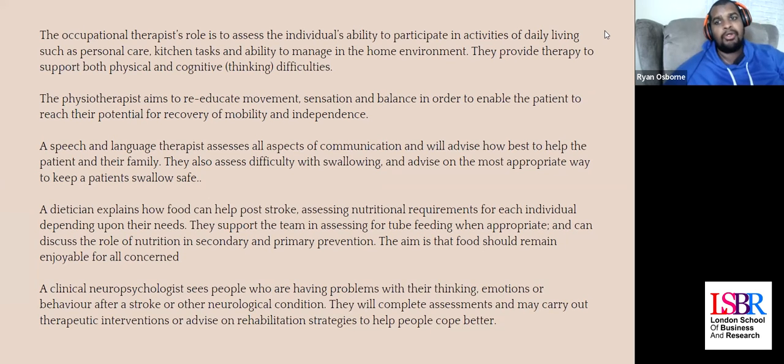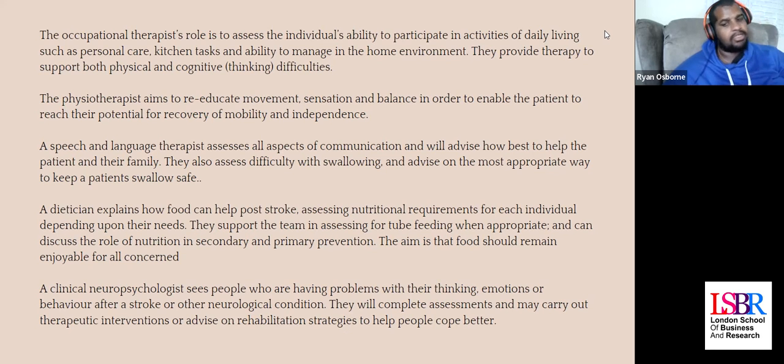So a clinical neuropsychologist will be seeing people who have problems with thinking, their emotions, or their behavior after a stroke or another neurological condition itself. Now, it might be the case that someone's had a stroke and their thinking is different after having a stroke, or their emotions, they might lash out at people, they might become more quiet, they might become more withdrawn, they might develop mental health issues.